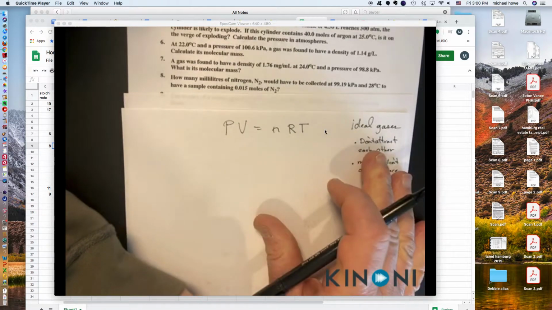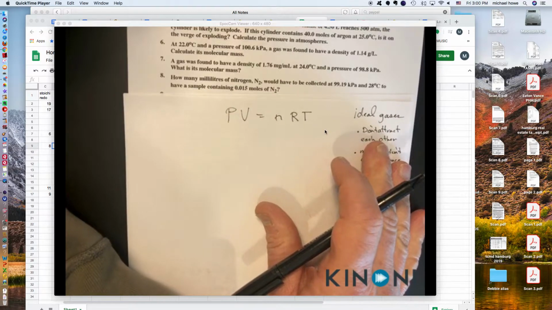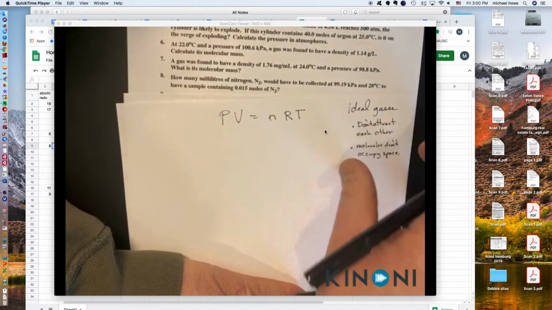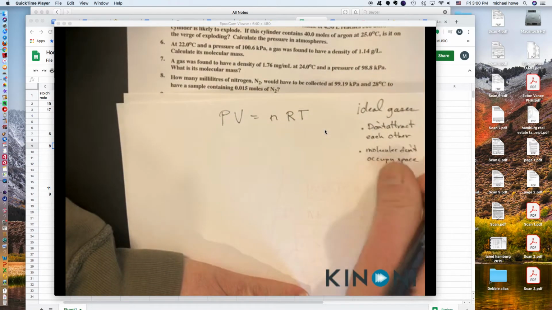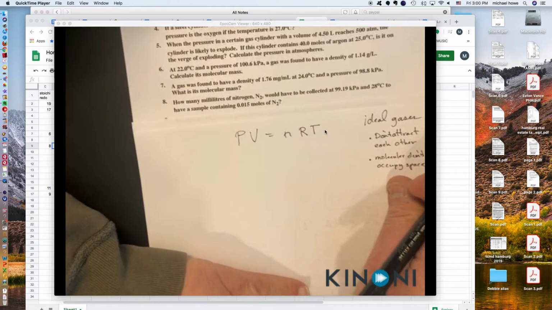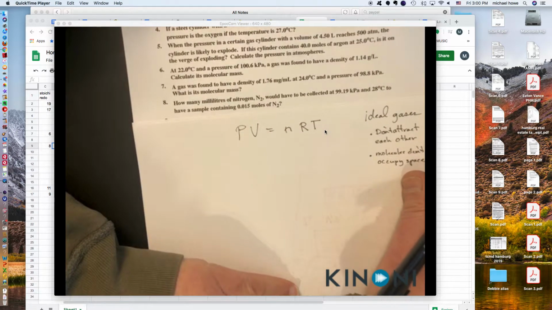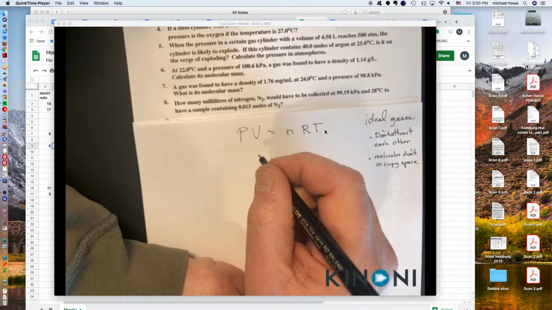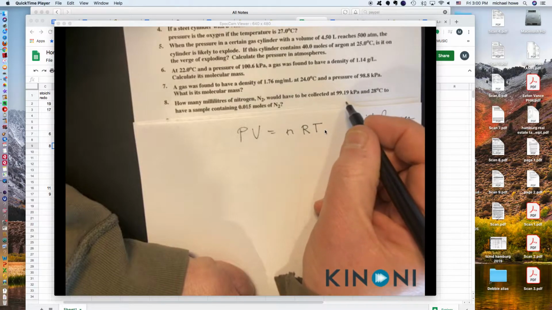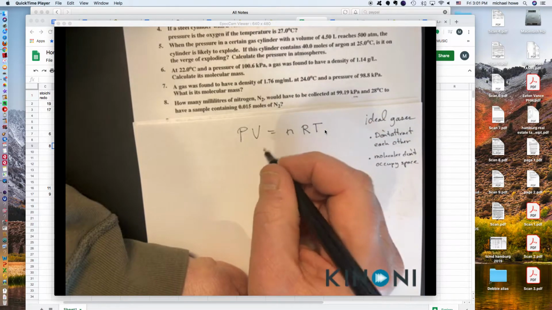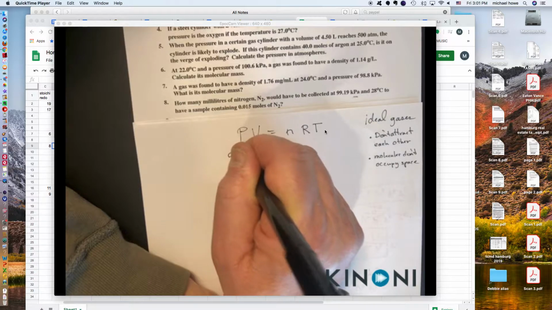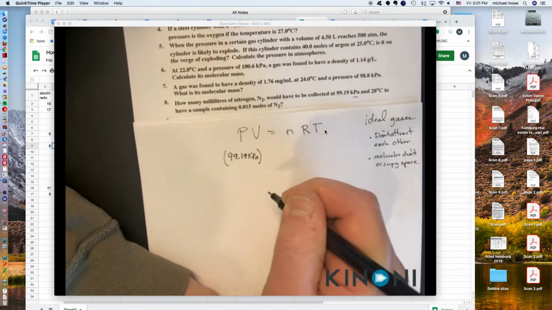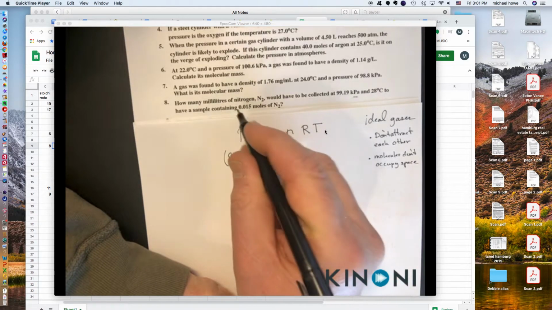All right, so with all that being said, let's just do a problem or two here. We'll do number 8. How many milliliters of nitrogen would need to be collected at 99.19 kPa and 28 degrees C to have a sample containing 0.015 moles of nitrogen? So you look for numbers to plug into the equation. The pressure, well, you remember from the pressure video, kilopascals measures pressure. So pressure would be 99.19 kPa. Volume, we're looking for that because we want to know how many milliliters.